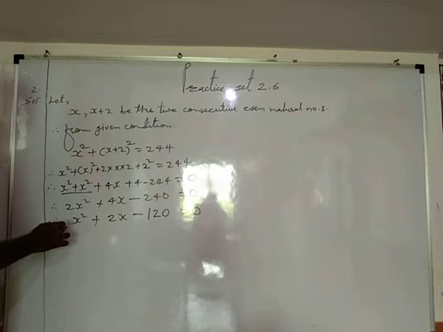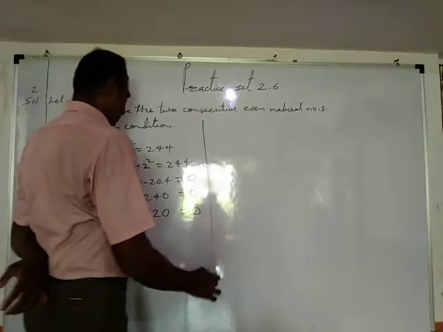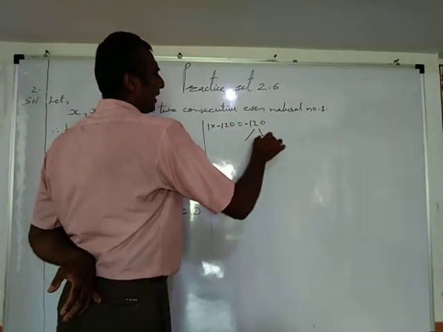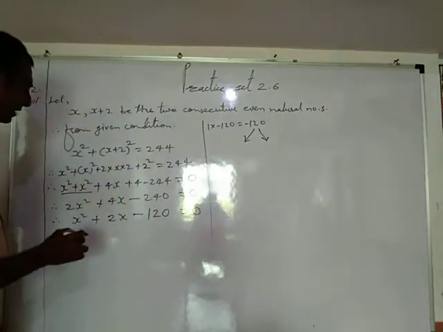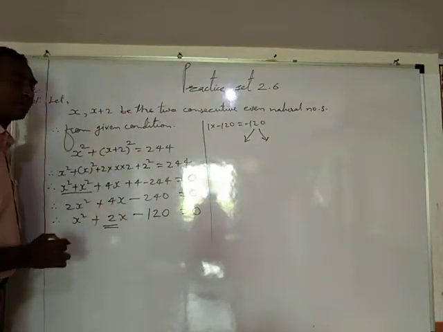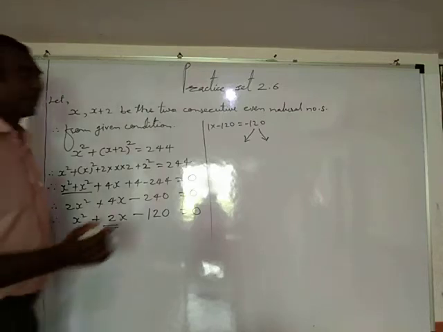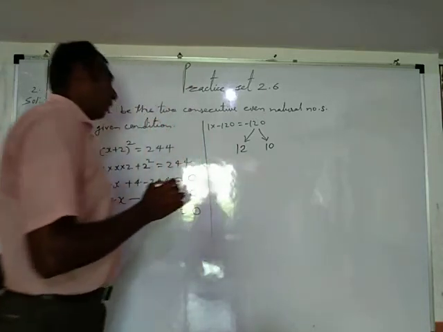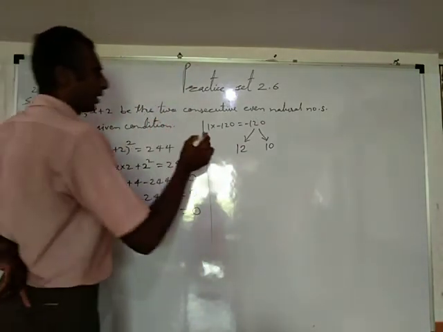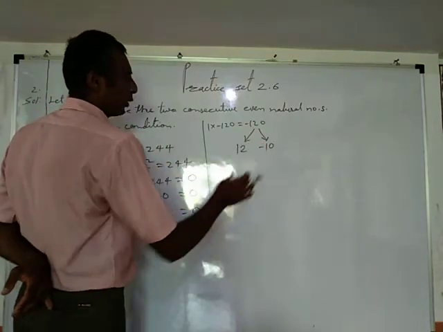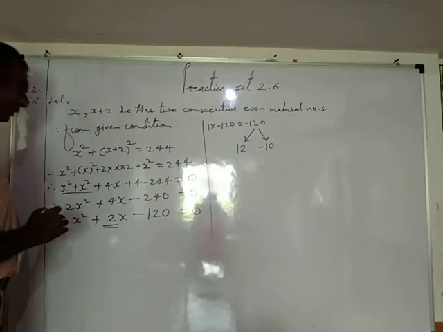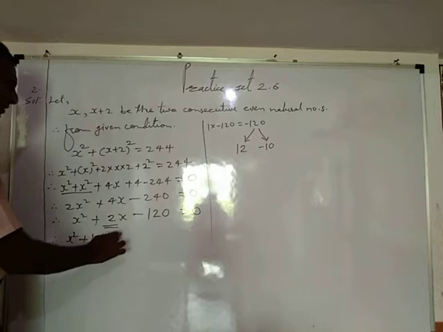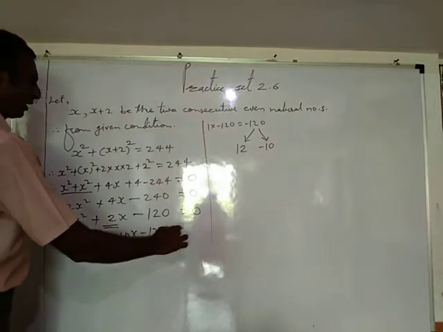Now coefficient of quadratic term is 1 and constant term is minus 120. 1 into minus 120 gives us minus 120, and those minus 120 should be factorized such that its addition must be the coefficient of linear term, which is plus 2. Yes, 12 tens are 120, and the sign which must be negative, whether 12 or 10, yes, 10 must be negative because addition must be positive. And therefore we may write it as x square plus 12x minus 10x minus 120 equal to 0.